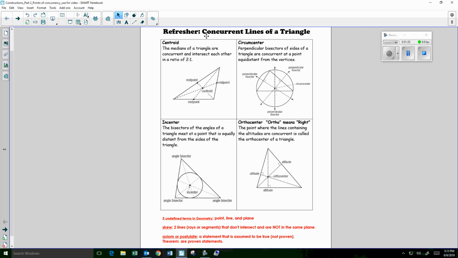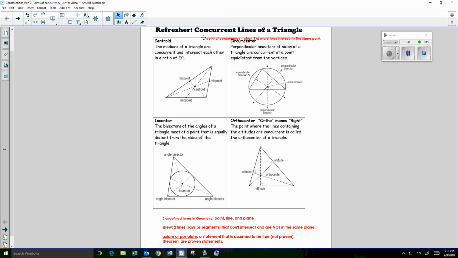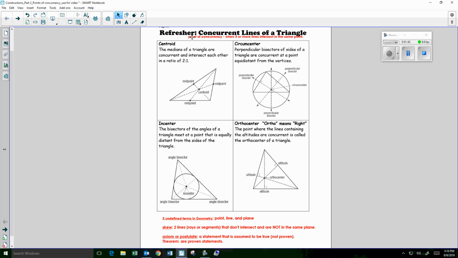I'll type that out right here. Point of concurrency: when 3 or more lines intersect in the same point. So we have that right there. That's a quiz and or test question, point of concurrency, just knowing that itself. And then here are our 4 different points of concurrency.